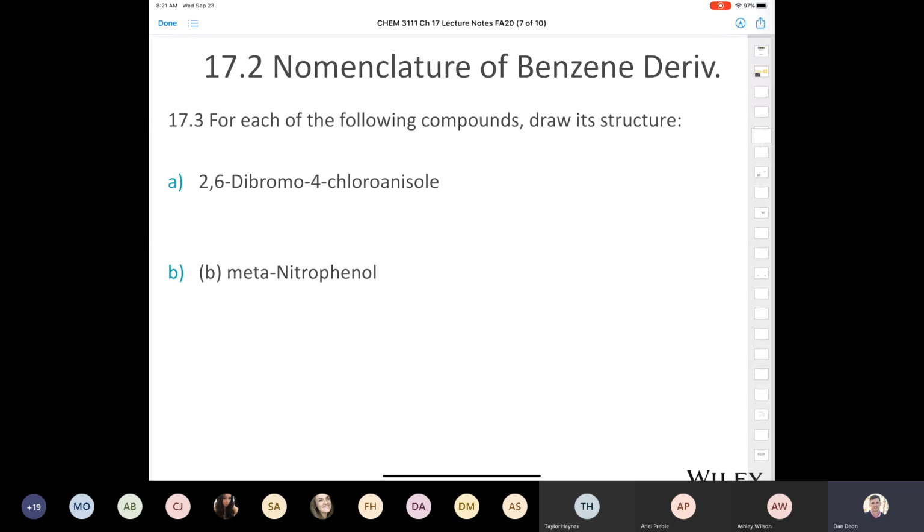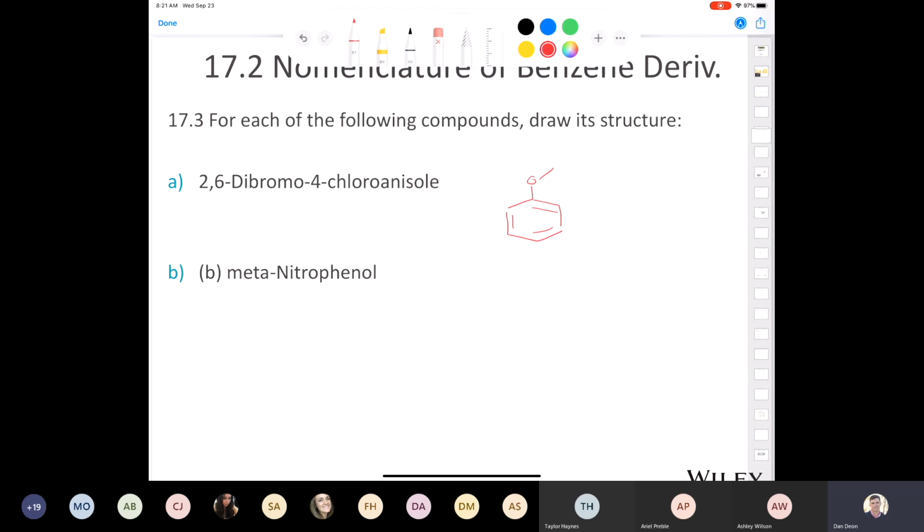Wednesday? All right. The next one is just telling us to draw some structures. Not much more here. So maybe I'll just do the first one quickly. It says 2,6-dibromo-4-chloroanisole. We're going to start by drawing an anisole. So that's like a methoxybenzene. Put our methoxy. On carbons 2 and 6, we have bromine. So we have a bromine here, and we have a bromine here. And in the 4 position, we have a chlorine.